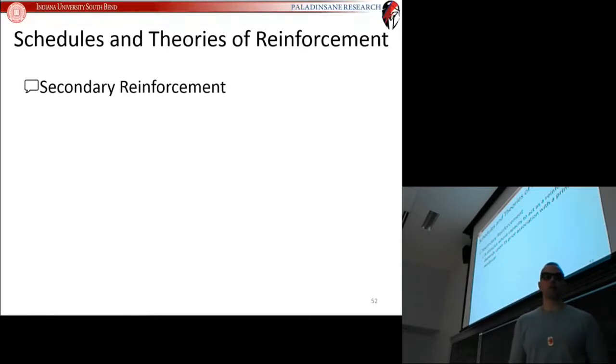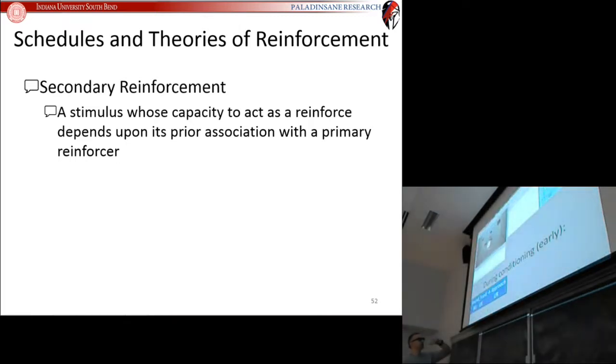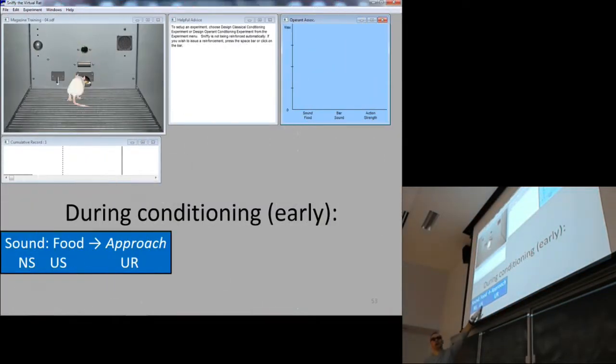Secondary reinforcement is when you have another stimulus, a secondary stimulus, that can act as a reinforcer because of its prior association with the primary reinforcer. So it's not like any stimulus will do. It has to be associated with that primary reinforcer. Things like sound are associated with that primary reinforcer. Things like progress are associated with that primary reinforcer in casinos. And we'll get to that real quick.